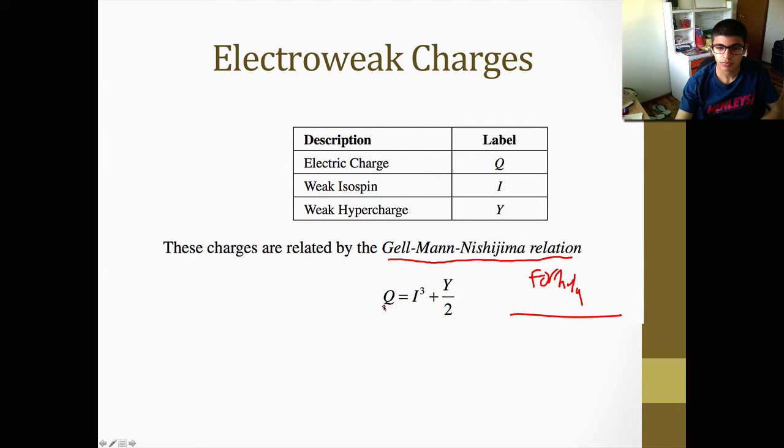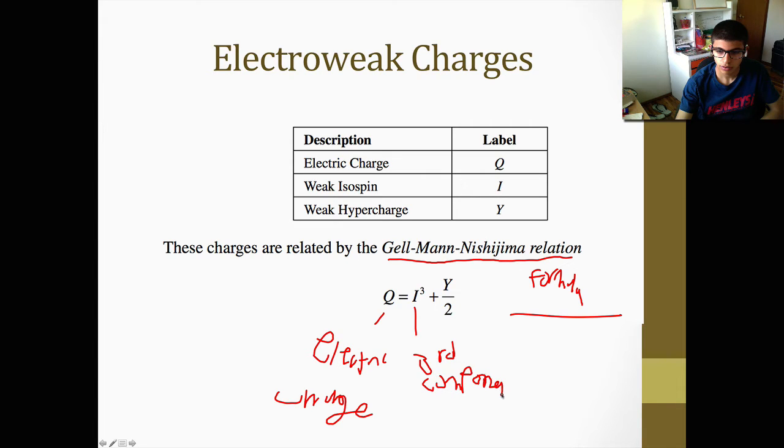Okay, so Q, as we said, is electric charge. Sorry for the terrible handwriting. This is isospin, more particularly it's the third component of the isospin. And Y is your weak hypercharge. So that's just a brief look at the charges.